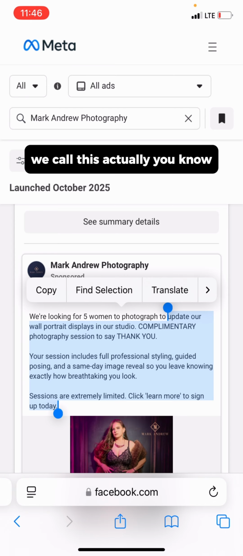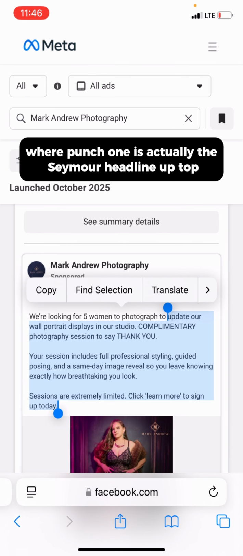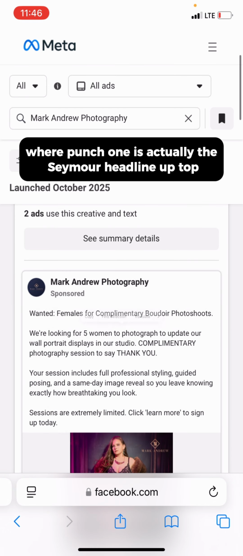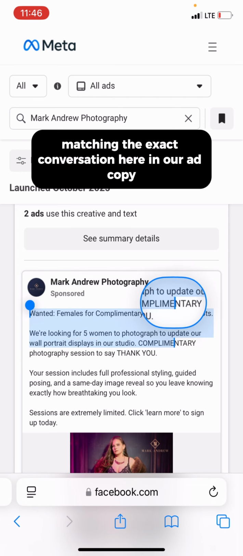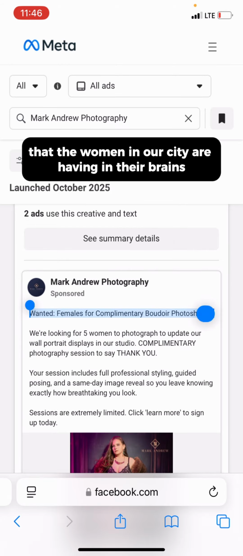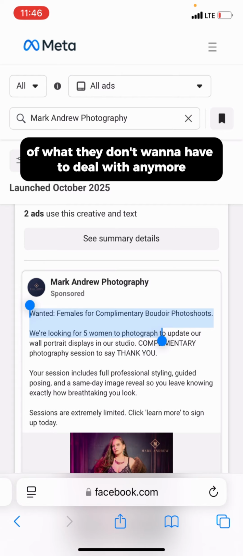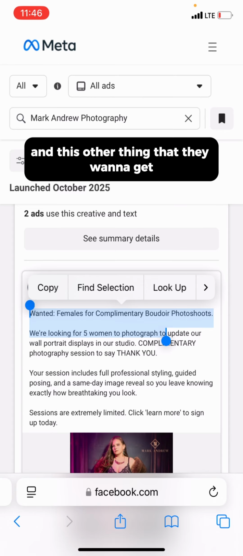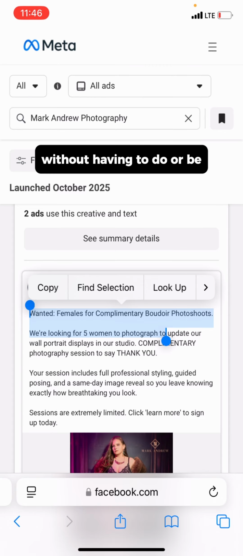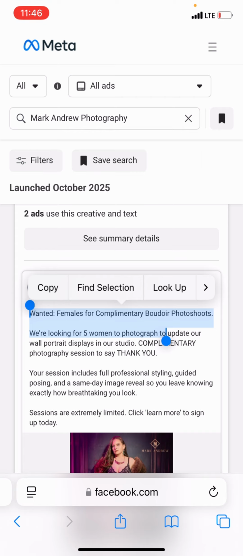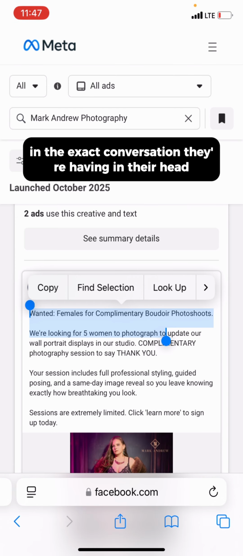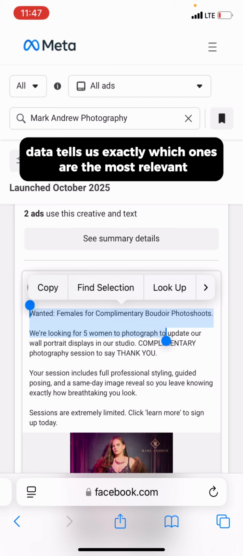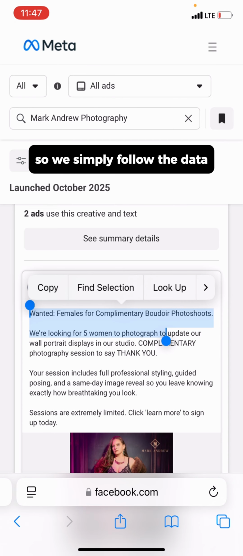And because of that, we call this actually the punch two, where our punch one is the See More headline up top. Punch one is like matching the exact conversation here in our ad copy that the women in our city are having in their brains of what they don't want to have to deal with anymore, and this other thing that they want to get without having to do or be or say or know this third thing. So this is meeting the women in the exact conversation they're having in their head, and his data tells us exactly which ones are the most relevant, so we simply follow the data.